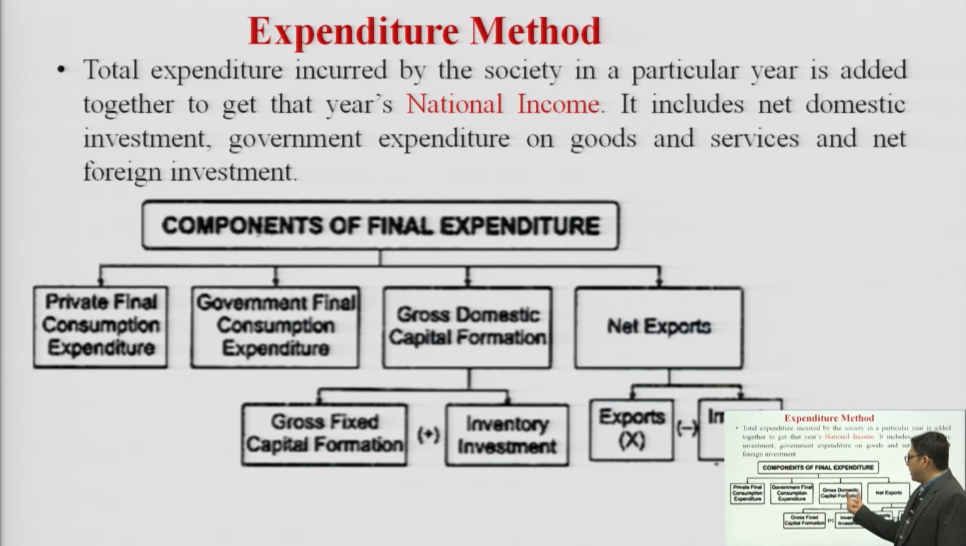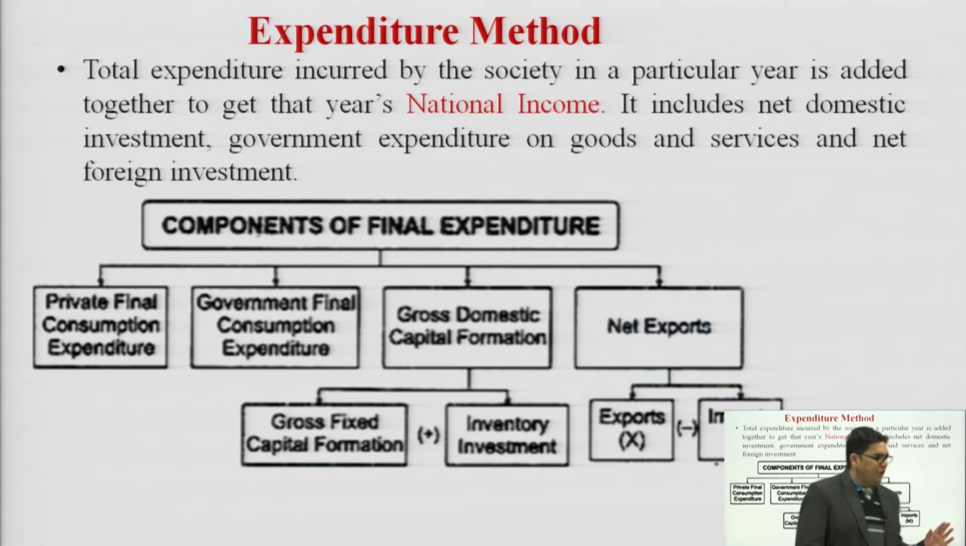Next, it is about the gross domestic capital formation. Gross domestic capital formation has 2 components. First, gross fixed capital formation, I mean to say immovable property or the fixed investment that we have made, plus inventory investment, that the company has maintained a certain stock as inventory, that also needs to be added over here. And next it is about net export, which includes export minus import.